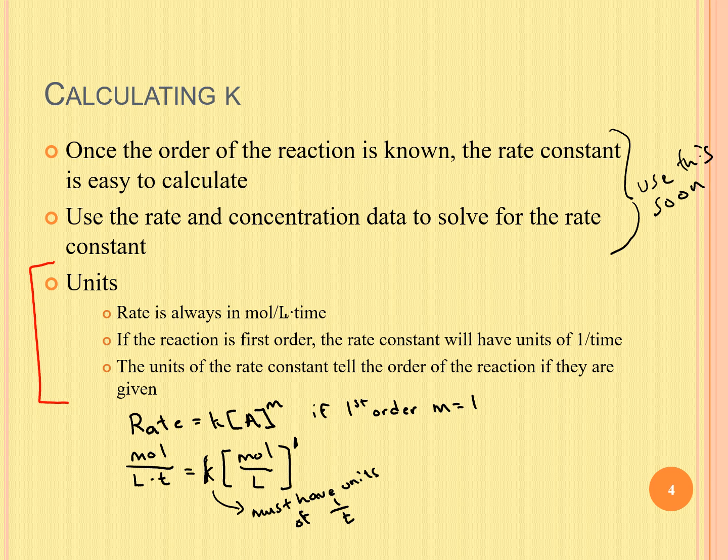Let's do this for one other one. What if rate is equal to k times [A], and let's say this was second order? Again, rate is always moles over liters times time.